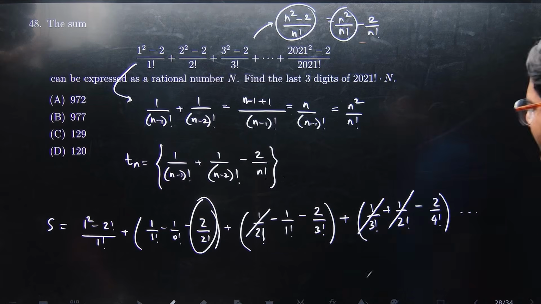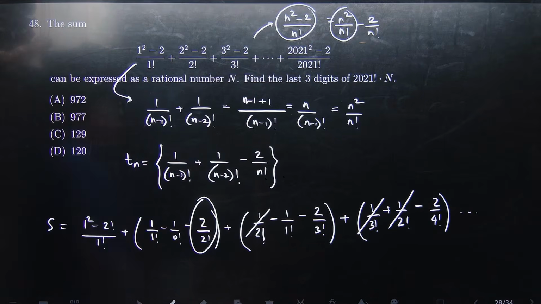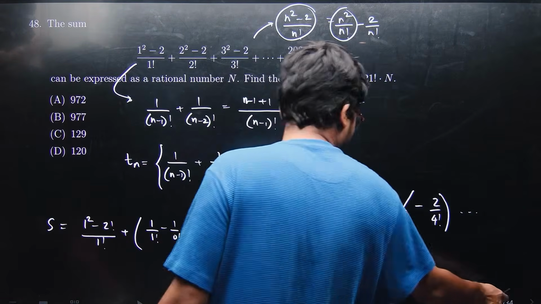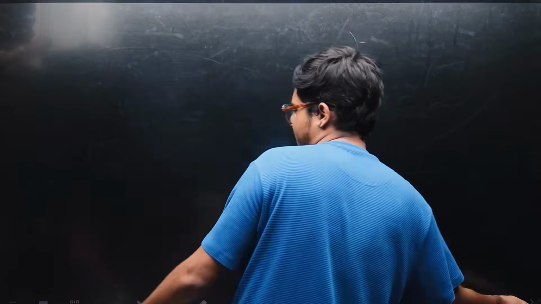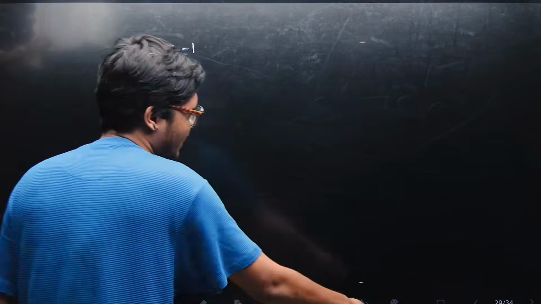So ultimately in the end, once you use this telescopic idea, what are the terms you're going to be left with? One of them is this term, right? So let's look at the terms that are left out. (1² - 2)/1!, which is 1 - 2, so that's minus 1, right? So S is going to be minus 1 plus, what are the other terms that are going to remain?